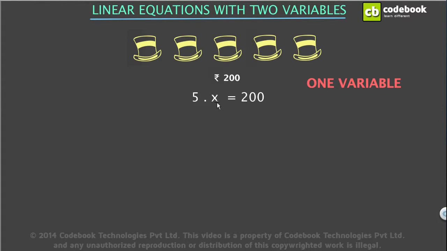So in linear equations, we represent unknowns with small letters like x, y, z, and these are called variables. And here we have a linear equation with single variable, which is x. So now let's look at another example.